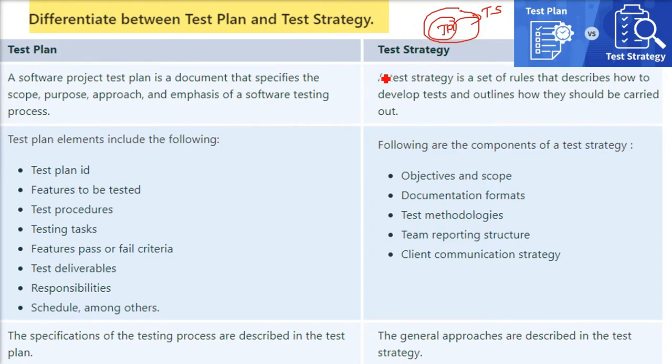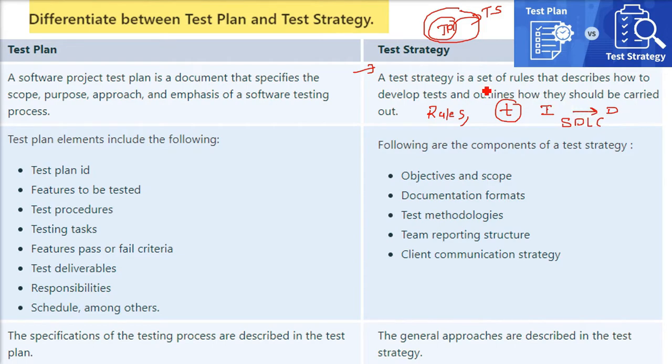Test strategy is the set of rules that describe how to develop tests and outlines how they should be carried out. That is the bigger abstraction level. These are the guidelines and rules for a whole organization or maybe a big project. From inception to deployment, we have a common test strategy. This has to be done.